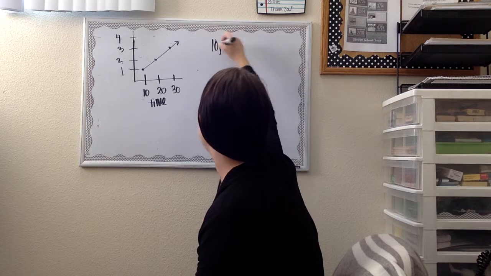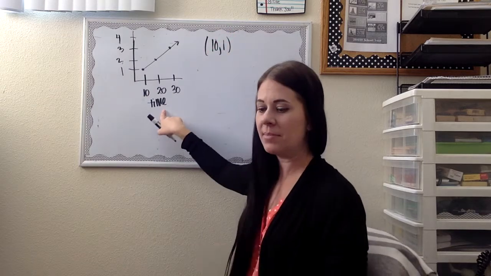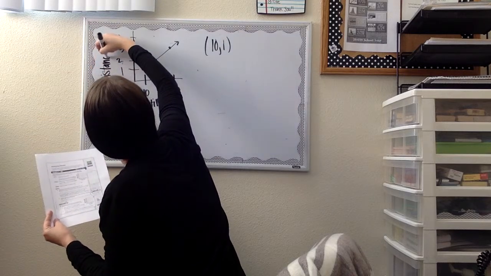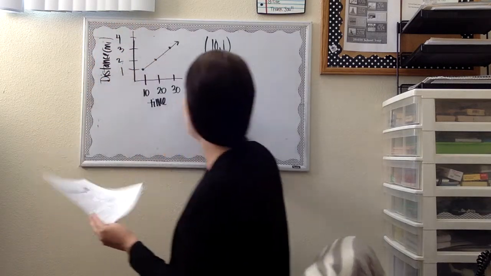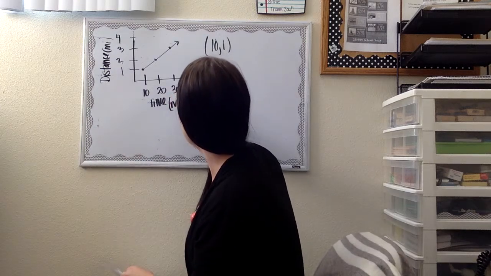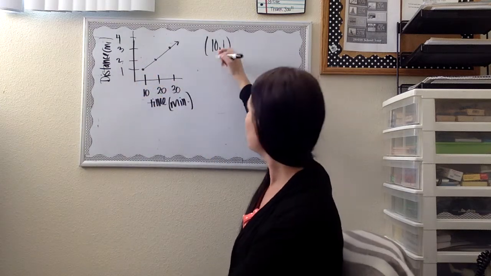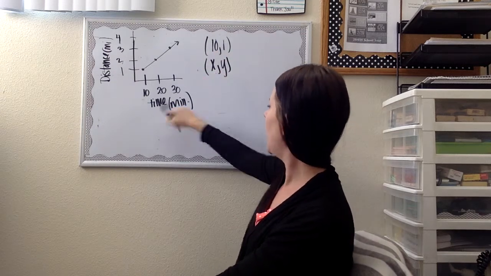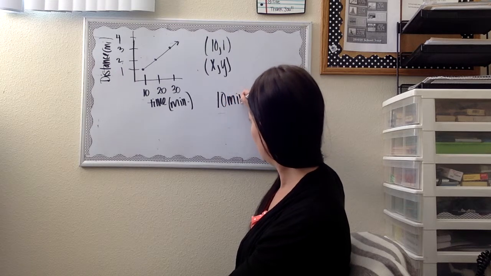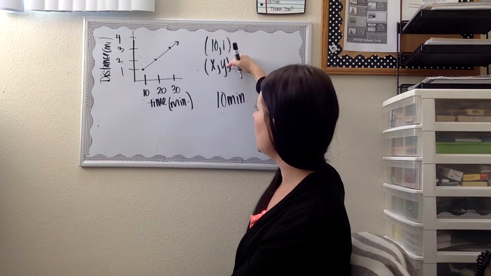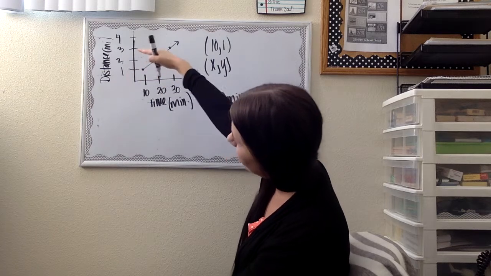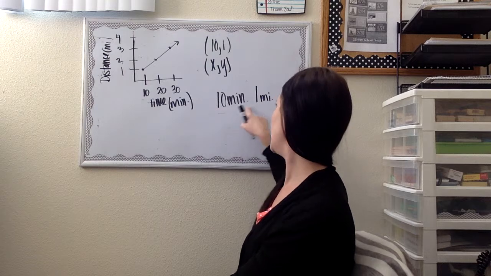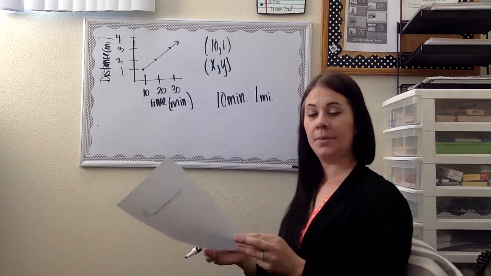So 10, 1: you've got to really think about what the x means, and of course I didn't label it, and what the y means. So x means time in minutes, and y means distance, and we know this is x, y, just think in alphabetical order. So x is time, so that means 10 minutes. 1 is y, and y is distance in miles, so 1 mile. So in 10 minutes, I go 1 mile. All right?